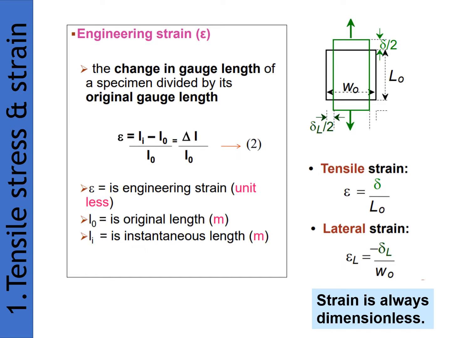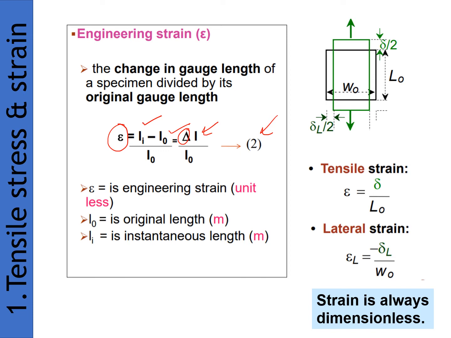So how about the engineering strain? The engineering strain is defined according to the change in the gauge length of the specimen divided by its original gauge length, denoted by epsilon. This is your engineering strain epsilon, this is your original length, and this is your instantaneous length. Then this is the change of the length, denoted by equation number 2. For your information, the strain is always dimensionless.